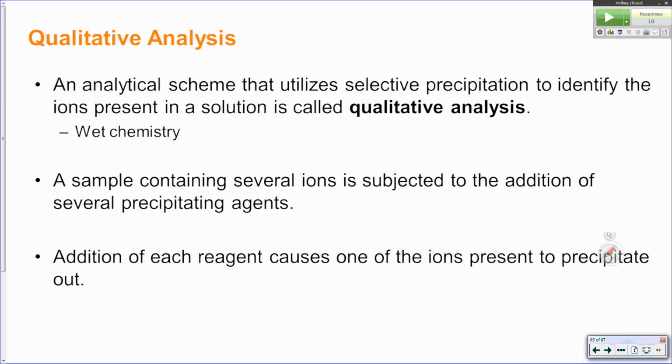Okay, so every chapter has to have something that's the fun part. This is not it, okay? Qualitative analysis is a scheme where we can do selective precipitations to identify what something is, and it's a classical wet chemistry technique. What it is, we can take a solid compound that's slightly soluble, and we can apply several different precipitating agents, and from that we can follow what's soluble and what's not to try to identify something.